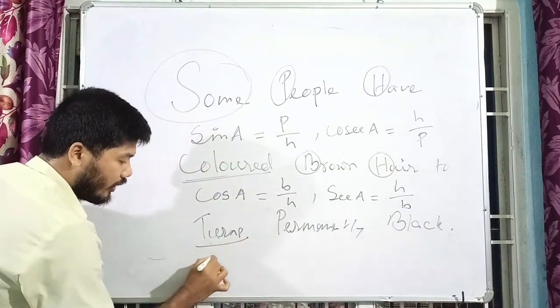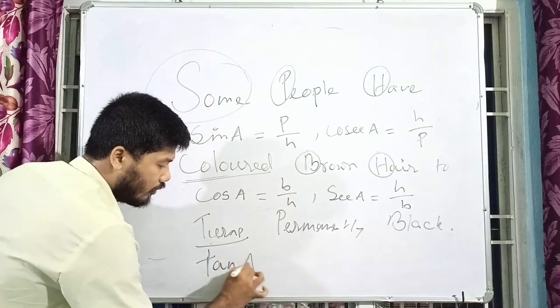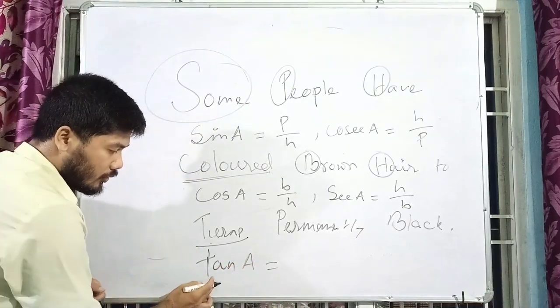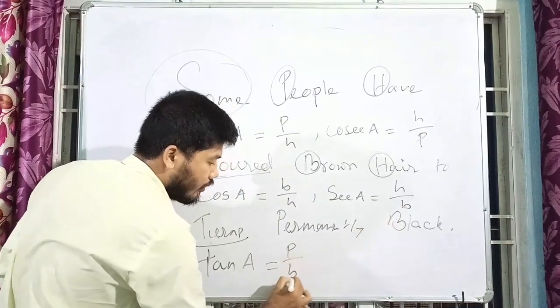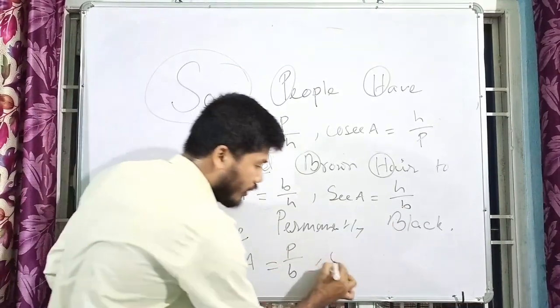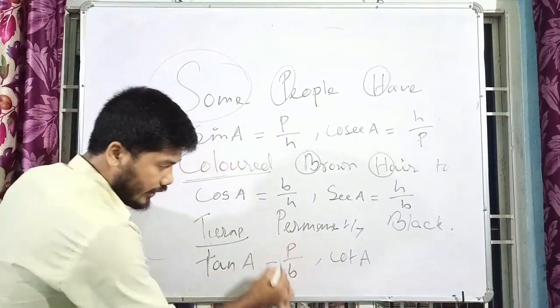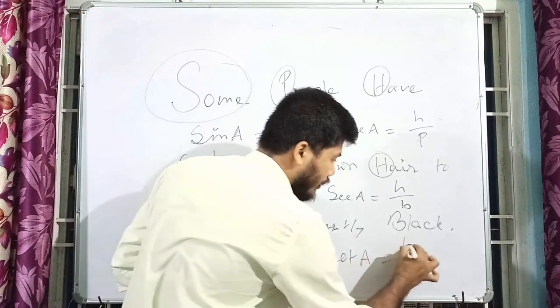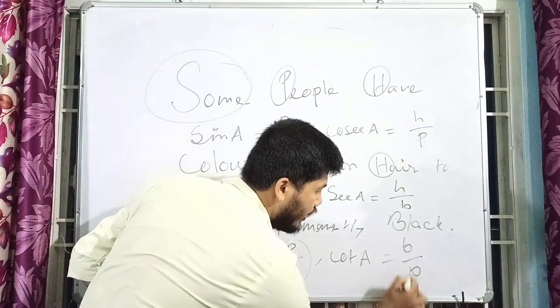From turns we can write tan. Okay, small t. Tan for angle A. So tan A is equal to P by B. Right? Easy. So what is the opposite of tan A? Cot A. Cotangent, that is cot A. So reciprocal of P by B, B by P. So B by P.